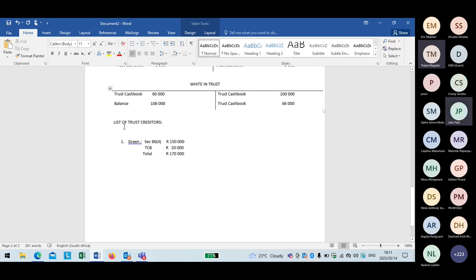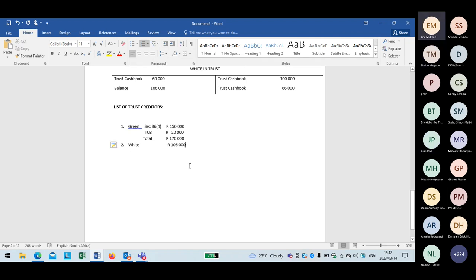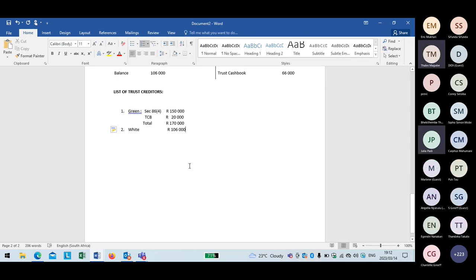But remember that when you've been asked to draw a list of trust creditors, it must also appear here. Do you follow? Let's say you deal with White as the second client, for example, and you say White, and how much does White have? 106,000. Do you follow? Yes, I do. Then you list all of them. You indicate how much they have in the trust account.